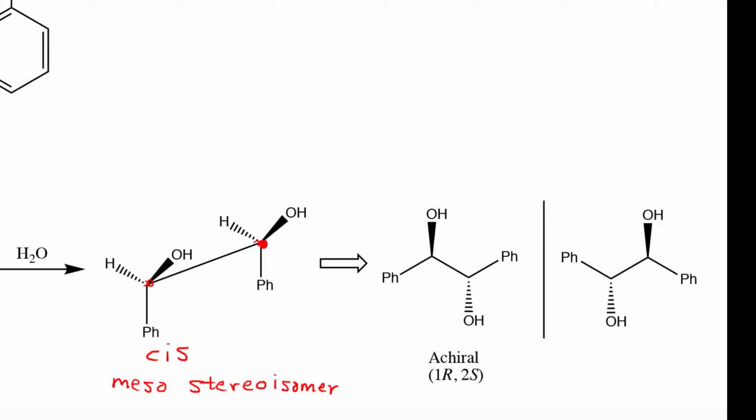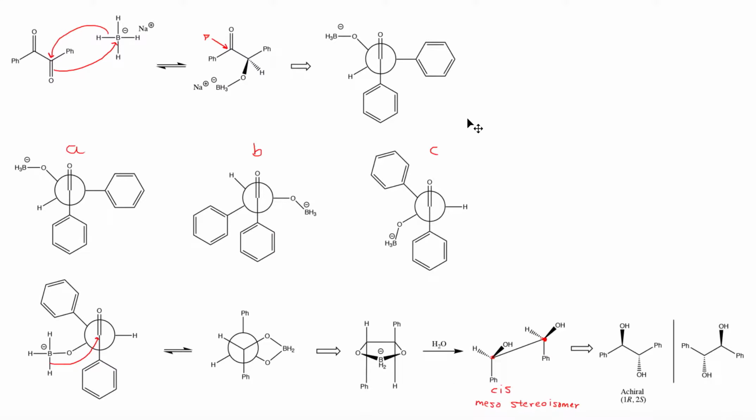So therefore it's not chiral, it is achiral. And this is a special type of achiral molecule called the meso compound or a meso stereoisomer. So just as a quick recap, when we react benzil with sodium borohydride, this will produce the meso stereoisomer. So this shows that this reduction reaction is stereoselective because it produces a specific type of stereoisomer.